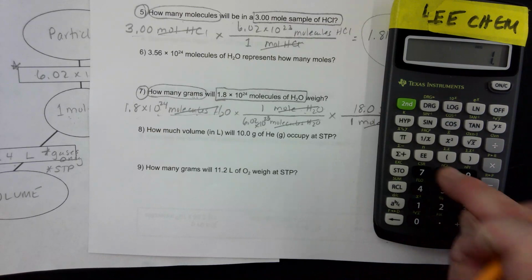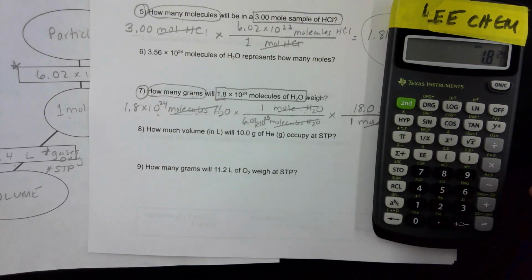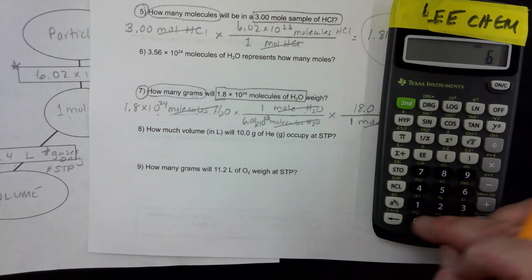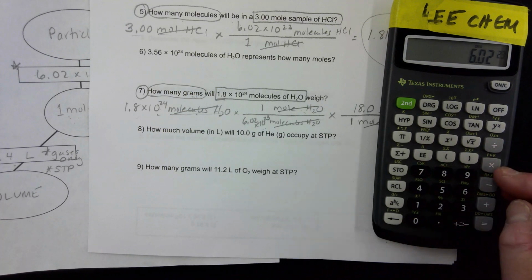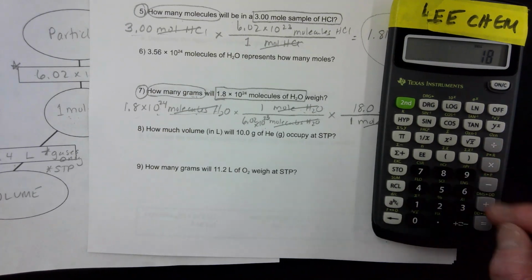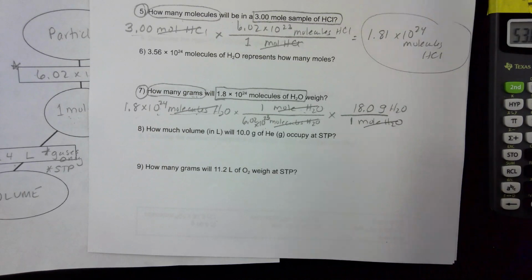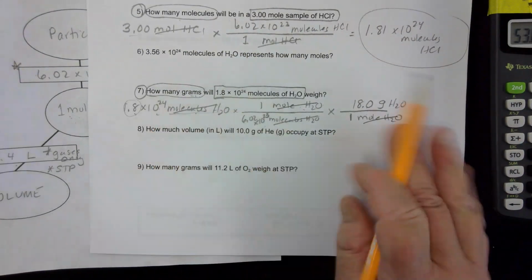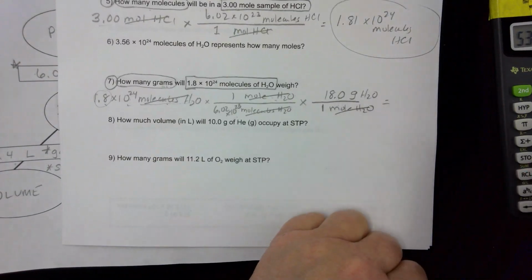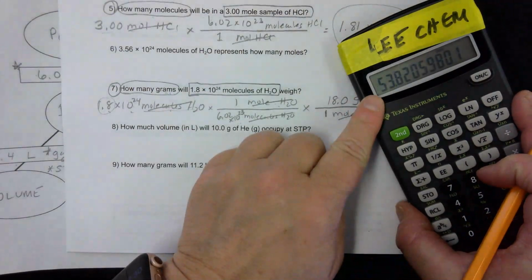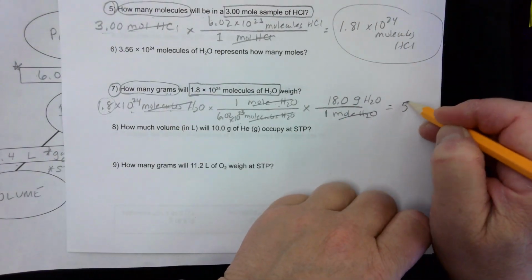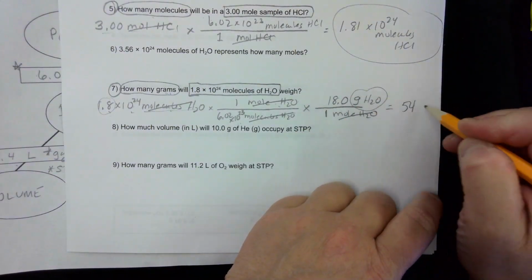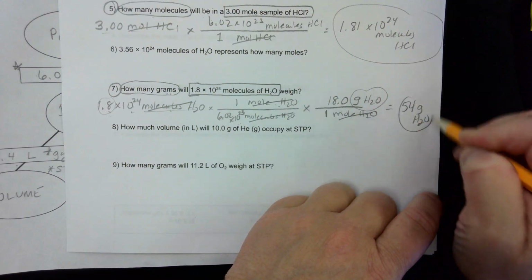So 1.8 times 10 to the 24th, divided by 6.02 times 10 to the 23rd, and take that answer and multiply by 18. 2 sig figs to start, so I need 2 sig figs to end up with. This is going to round to 54. And the only unit that didn't cancel is grams of water.